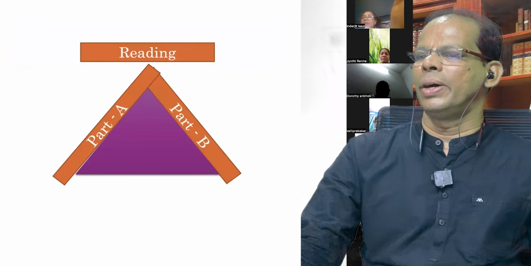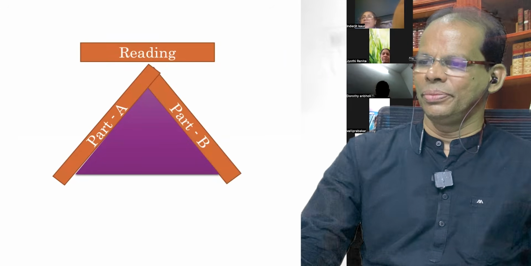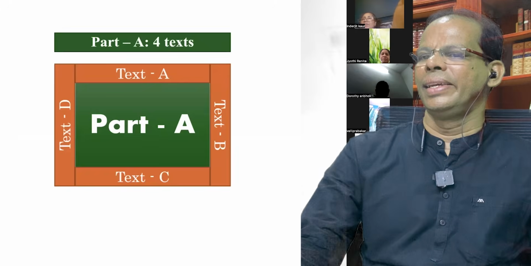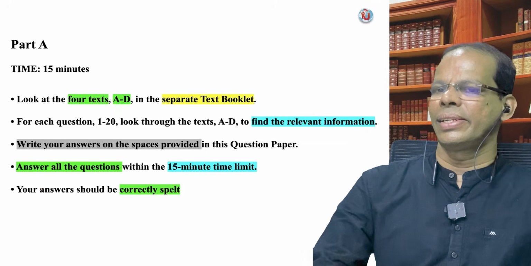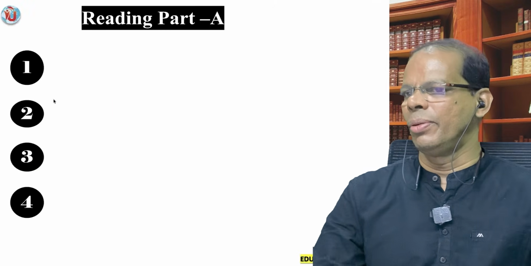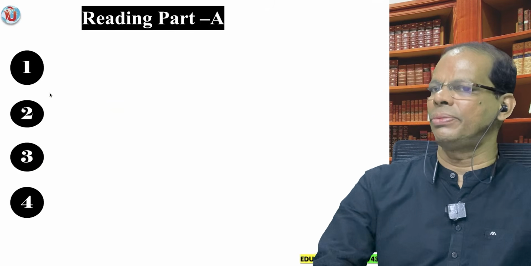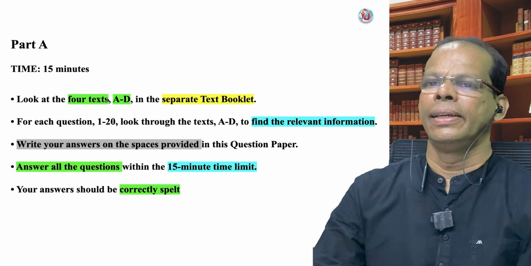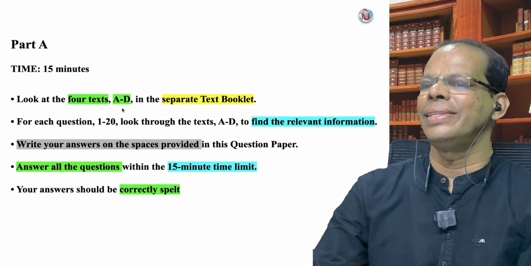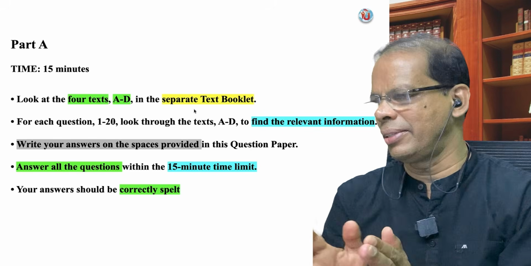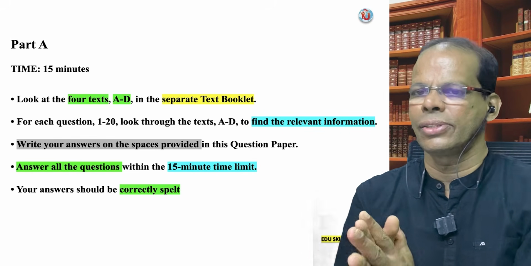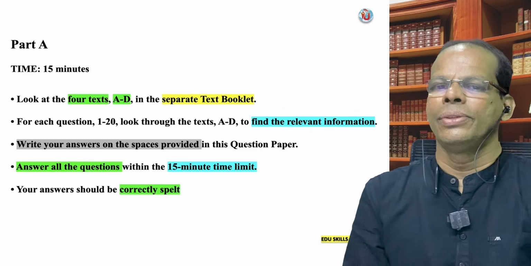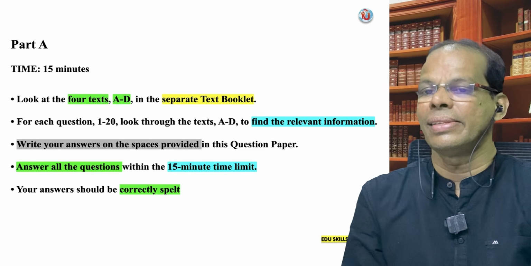Reading means you have part A, part B, and part C. Part A has 4 texts: text A, text B, text C, and text D. The instructions are this: time 15 minutes, and you'll be able to do it within 7 minutes definitely. If not 7 minutes, maximum 10 minutes. Look at the 4 texts A, B, C, D in the separate text booklet. You'll be given a separate text booklet, and the question and answer will be a different booklet, which will be collected soon after 15 minutes. So our target is to complete it in 10 minutes, if not in 7 or 8 minutes.